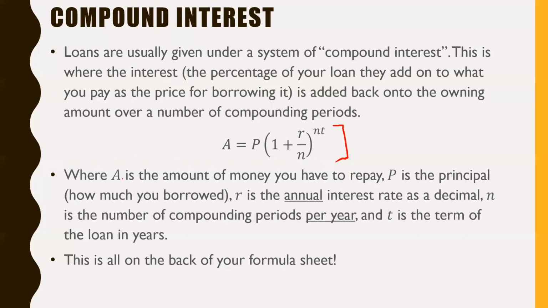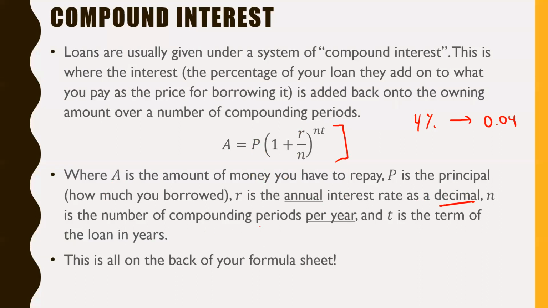So just to explain, A right here is the amount of money that you have to repay. P is what we call the principal. That's just how much you borrowed. So if you borrowed like $1,000, then P would be 1,000. R is the annual interest rate as a decimal. So if you paid a 4% interest rate, then the decimal would be 0.04. So make sure you're putting R as a decimal. It even says that on your formula sheet. So just make sure you understand that.